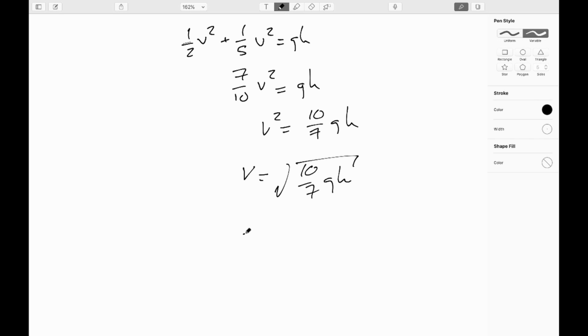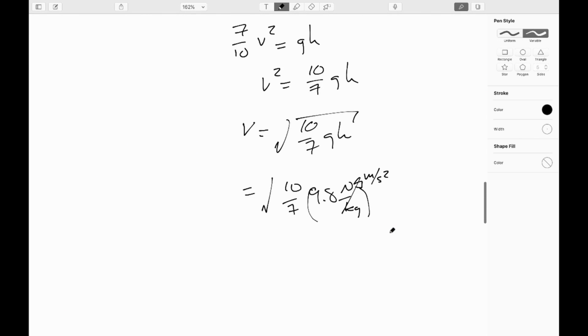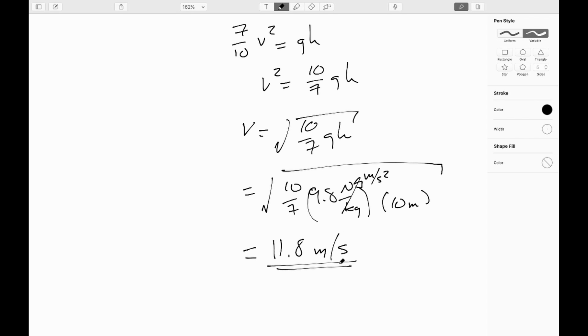Okay, so let's go ahead and put in the numbers. This is the square root of 10/7, 9.8 newtons per kilogram. And again, here for dimensional analysis, turning this into meters per second squared is fine. And then we said that our ramp, just to make the problem straightforward, was 10 meters. So punching that into our calculator, there we go. That will be 11.8 meters per second.